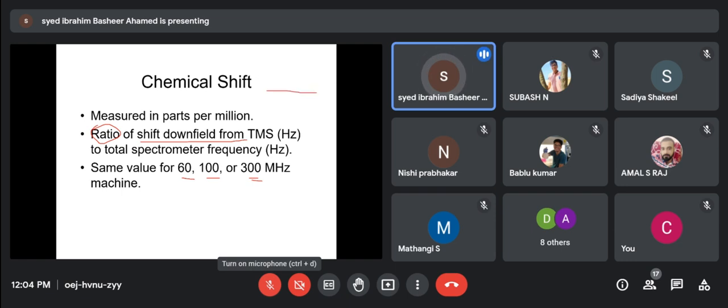Okay, so assume you have an NMR signal. So this is TMS 0. So something like 1, 2, 3, 4, 5, something. Okay, so the ratio, assume some molecule is absorbing at 5. Okay, so downfield towards TMS. Okay, so 5, the ratio. Okay, the ratio 5 divided by, if you are using a machine of 60 megahertz, 5 divided by 60, so that is the delta, which is called the chemical shift. Okay, is it clear?